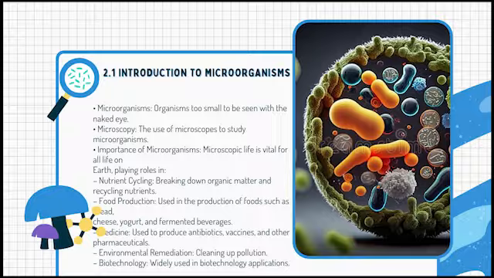There are 5 main types of microorganisms. Number 1, bacteria. Number 2, archaea. Number 3, fungi. Number 4, protozoa. Number 5, viruses. So, bacteria are single-cell prokaryotes, whereas archaea are similar to bacteria but thrive in extreme environments.